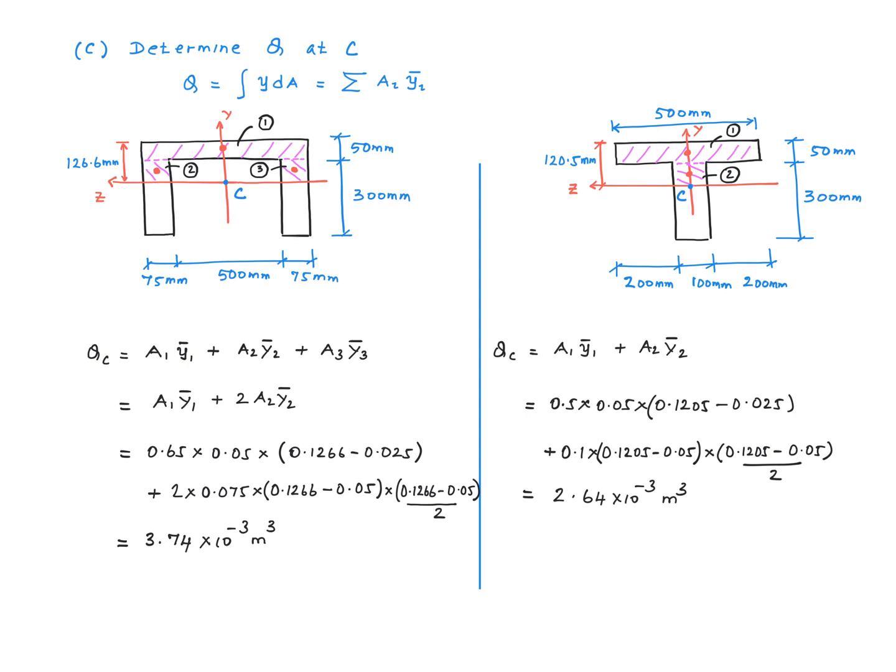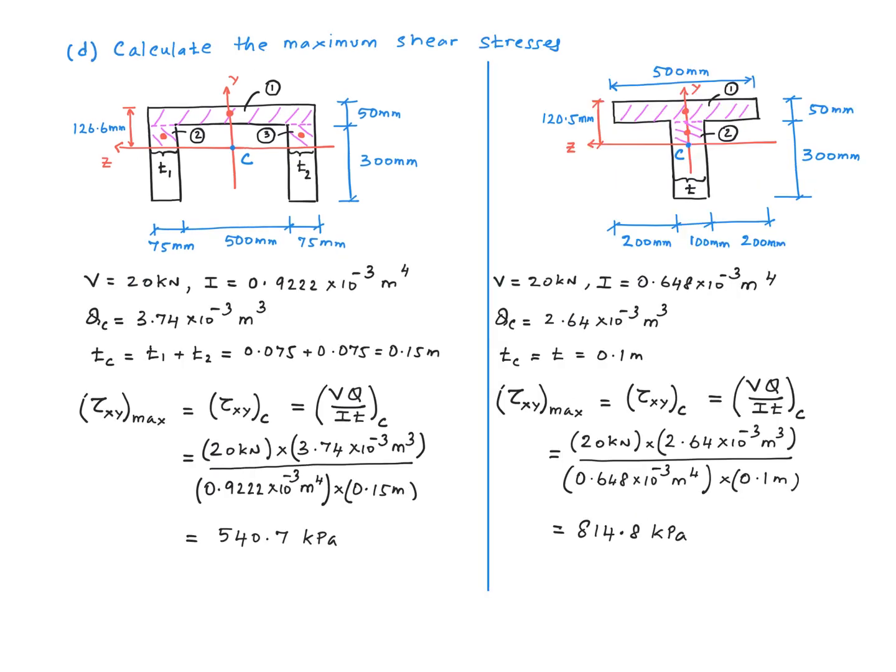The details are pretty straightforward for the T-beam, and here we divide this top part into two rectangles. This is rectangle number 1, this is rectangle number 2, so Q_C would be A1 times Y1 bar plus A2 times Y2 bar. So these numbers are pretty easy to follow, so I'll let you follow through. And you get a value of 2.64 times 10 to the minus 3 meter cubed for Q_C for this section. So here's the summary of the relevant parameters. V, of course, is given, 20 kilonewton. I for this section, I for this section over here, and Q_C for the rotated C channel, and Q_C for the T-beam right here, right?